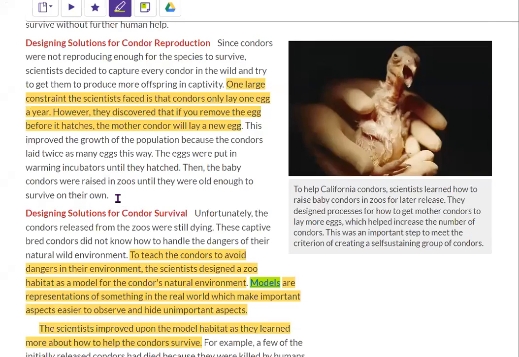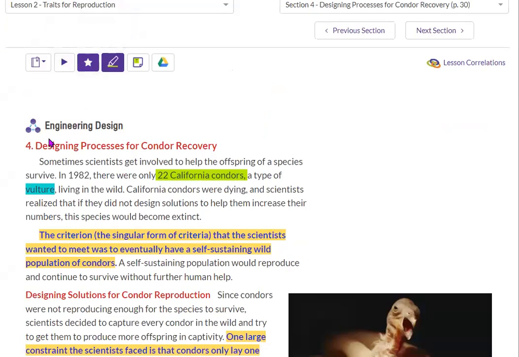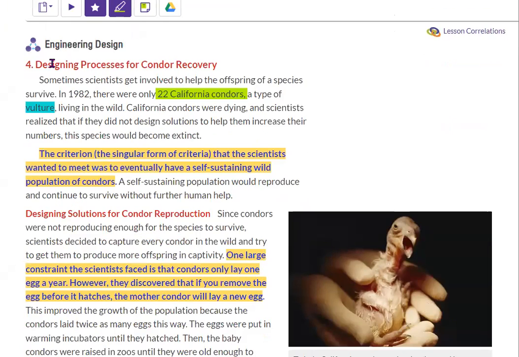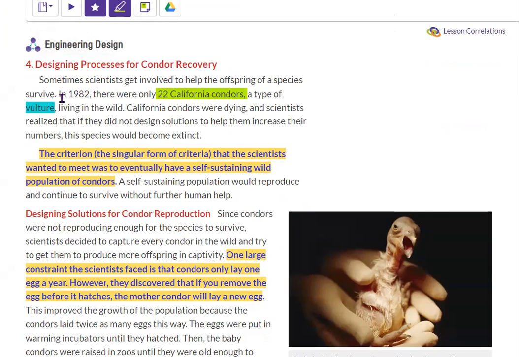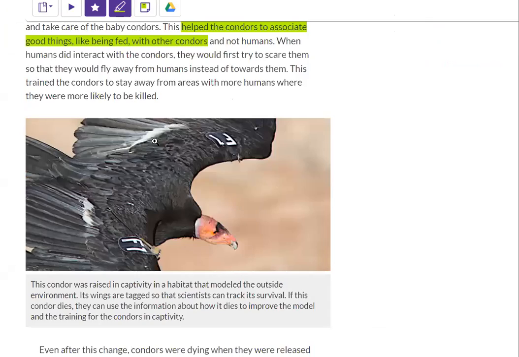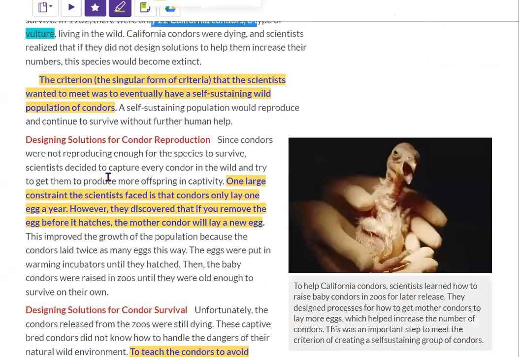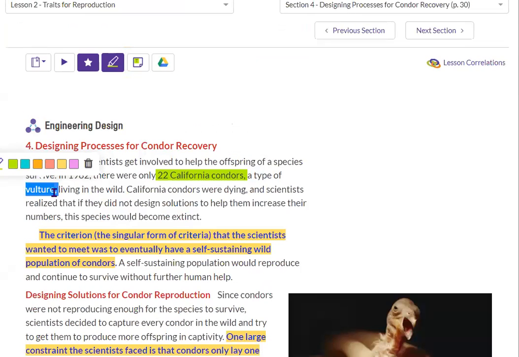Section 4, we're going to talk about engineering design, right? Designing processes for condor recovery. And so scientists in around 1982 realized that there were only 22 California condors. So these birds right here. And so they are a type of vulture, right? Which eat dead matter or organisms that are roadkill. And so they are also known as scavengers.